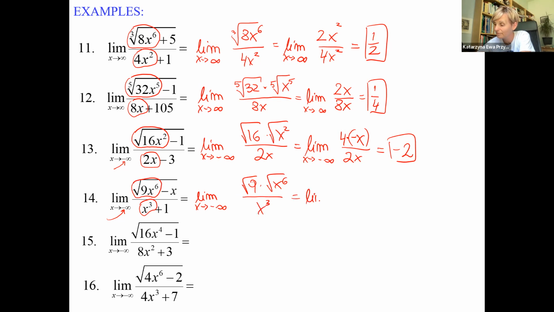Let's simplify. Limit as x approaches negative infinity. This is x cubed, no change. This is 3, square root of 9 is 3. And now square root of x to the power of 6 will be x to the power of 6, and that 6 will be divided by 2, power of 1/2, x to the power of 3, cubed, because square root means power of 1/2. 6 times 1/2 is 3.